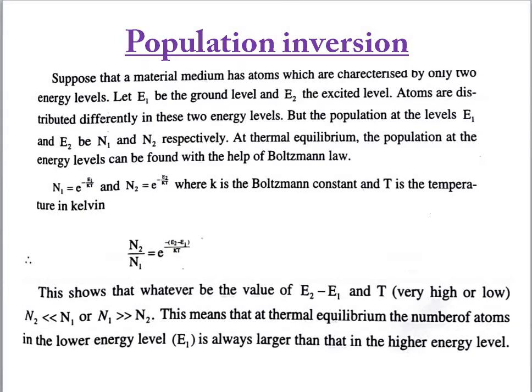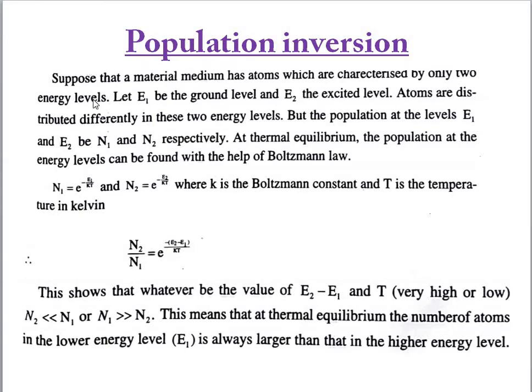Population is nothing but the number of electrons present in each energy level. Population inversion means something happened away from the normal state. So that is inversion. Normally there is some population of the ground state and population of the excited state, but inversion means which is not normal. Something happens inversely. So it is called population inversion.